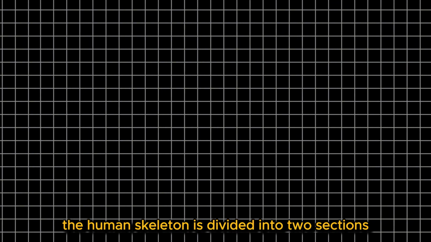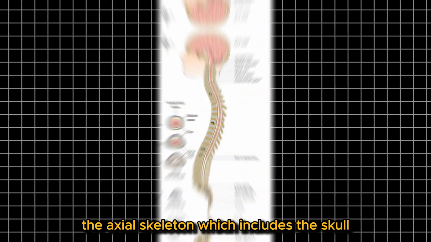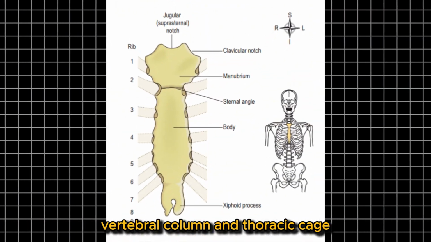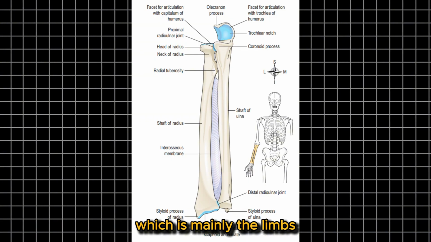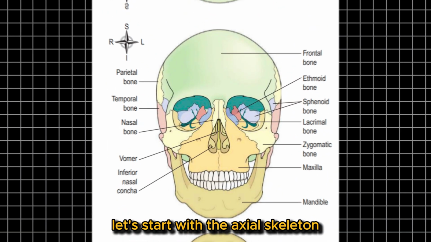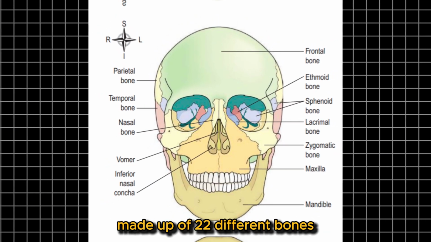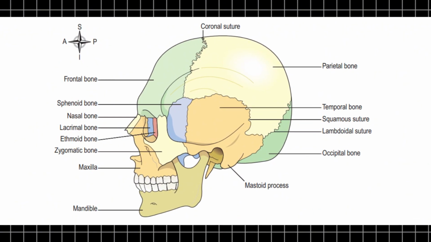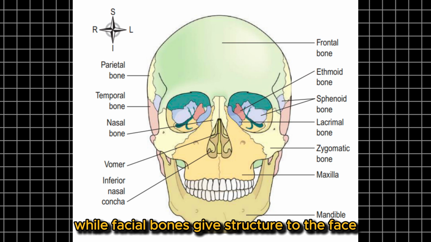The human skeleton is divided into two sections: the axial skeleton, which includes the skull, vertebral column, and thoracic cage, and the appendicular skeleton, which is mainly the limbs. Let's start with the axial skeleton, beginning at the top with the skull. The skull is a fascinating structure made up of 22 different bones. Cranial bones protect the brain, while facial bones give structure to the face.